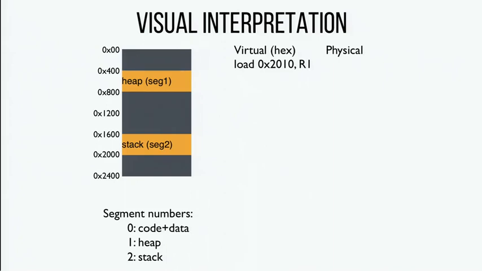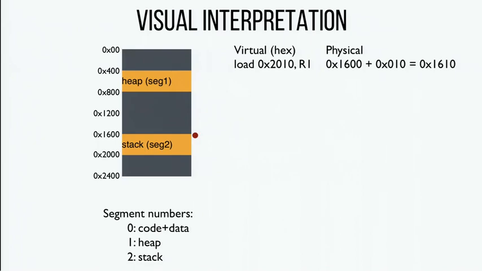Now when we do our translations, assuming the same address format as before, when we do a load from 2010, that's segment 2, which lives here. So you start with the base of 1600, and you add 010 to that to get your physical address. You don't add 2, you add just the 010. We stripped off the 2 to get the segment number, and the 010 is the offset within that segment. So 1600 plus the offset gives us this number, and where we're accessing in physical memory is about where that red dot is.